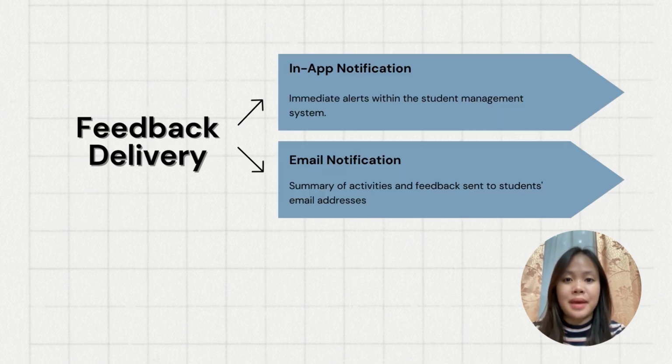Next, there are two types of feedback delivery, which are in-app notifications and email notifications. In-app notifications provide immediate alerts, meanwhile, email notifications provide a summary of student activities and the feedback.